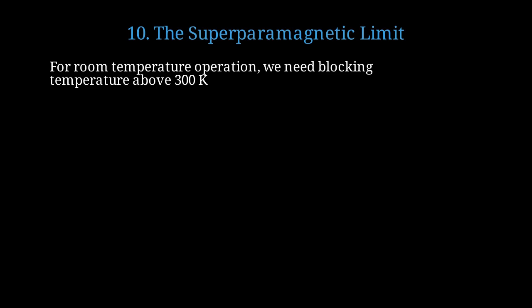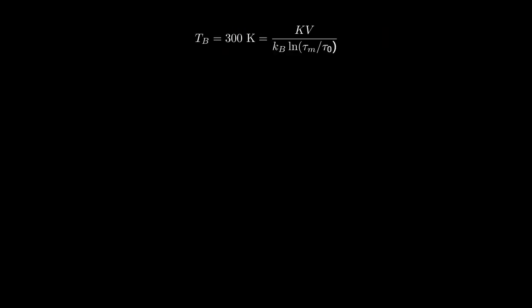Let's calculate the size below which particles become superparamagnetic at room temperature. For a particle to maintain stable magnetization at room temperature, its blocking temperature must be above 300 Kelvin. Setting the blocking temperature equal to 300 Kelvin, we can solve for the critical volume. The critical volume equals 300 times Boltzmann's constant times the logarithm factor, divided by the anisotropy constant.